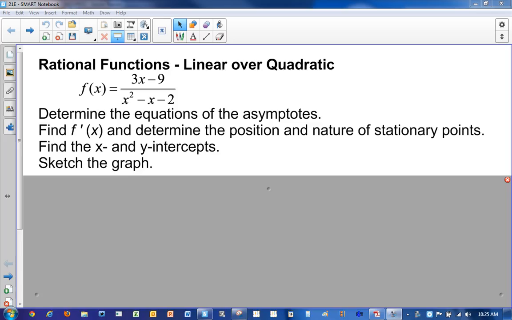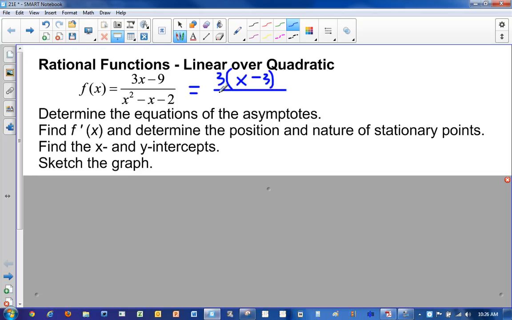So let's start by looking at just an example of a rational function where the numerator is linear and the denominator is quadratic. The first thing that I like to do is factor it as much as possible. So that would be 3 times x minus 3 on the top, and on the bottom, a quadratic that factors into x minus 2 times x plus 1.